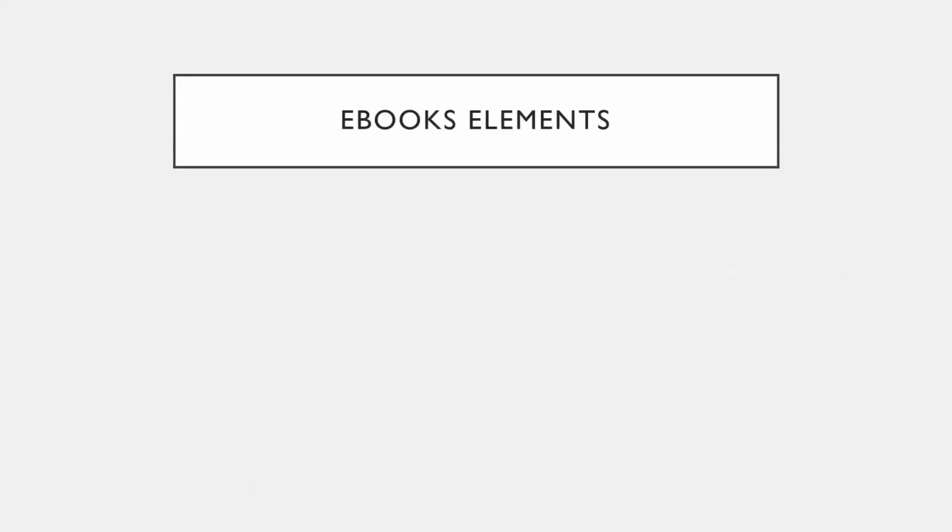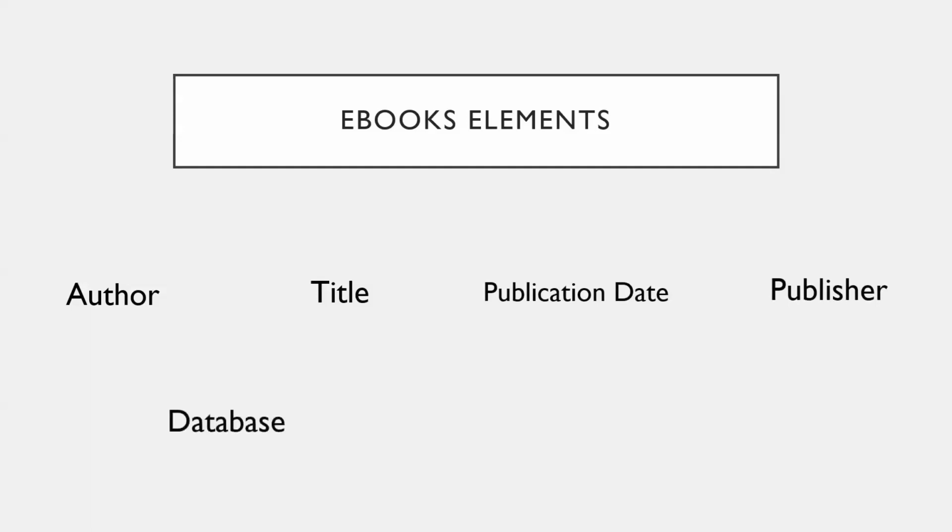All right, so we're going to talk about ebooks. So the ebook elements are very similar to books, but we just add one. So we can have the author, the title, publication date, the publisher, and then we add either a database, website, or a DOI or permalink. So this depends on what style you use. APA uses websites, and Chicago and MLA use DOI or permalink, and not all of them use a database. Emily likes to use databases. That is one thing linked.